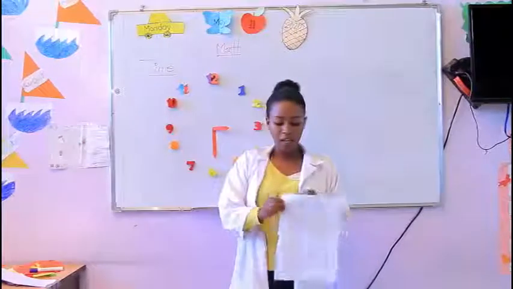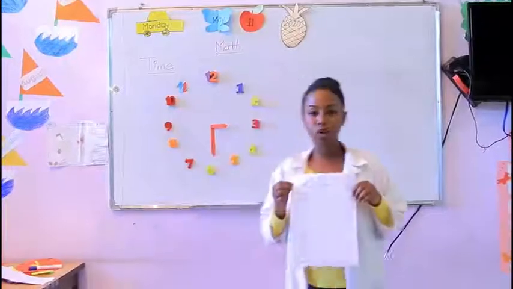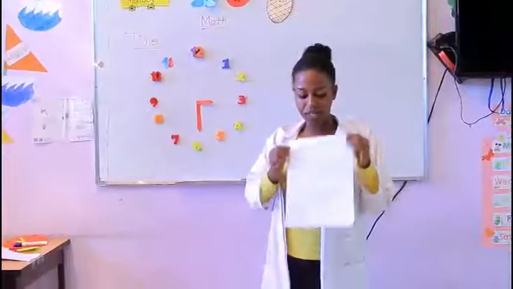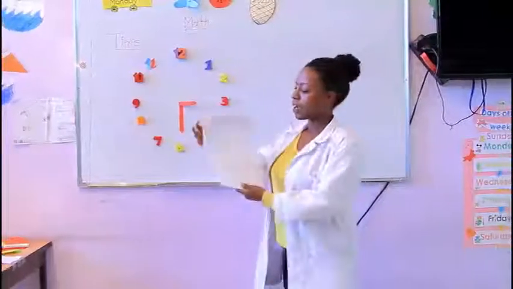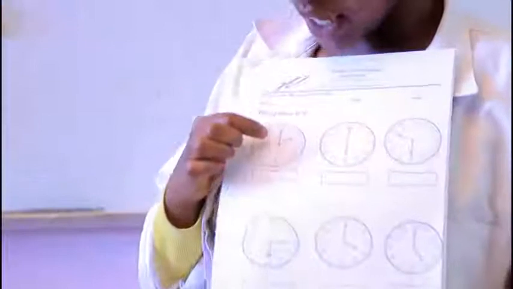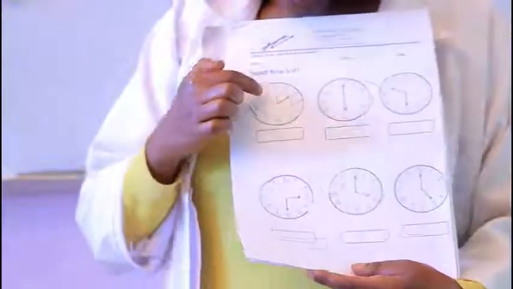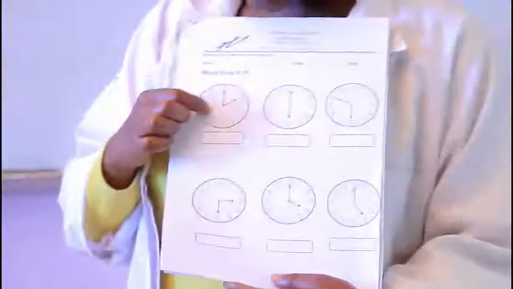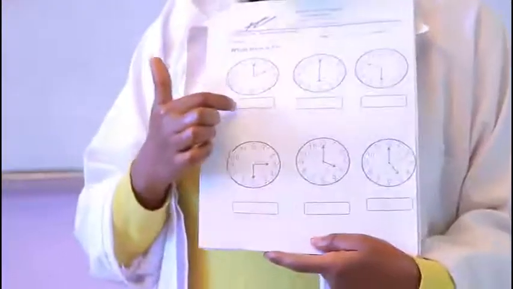Okay, we have the worksheets for you, and these are the worksheets. As you can see, there are many clocks here. First we will see where the long hand is and where the short hand is. And then, after you see the long hand, you will write your answer in the box.